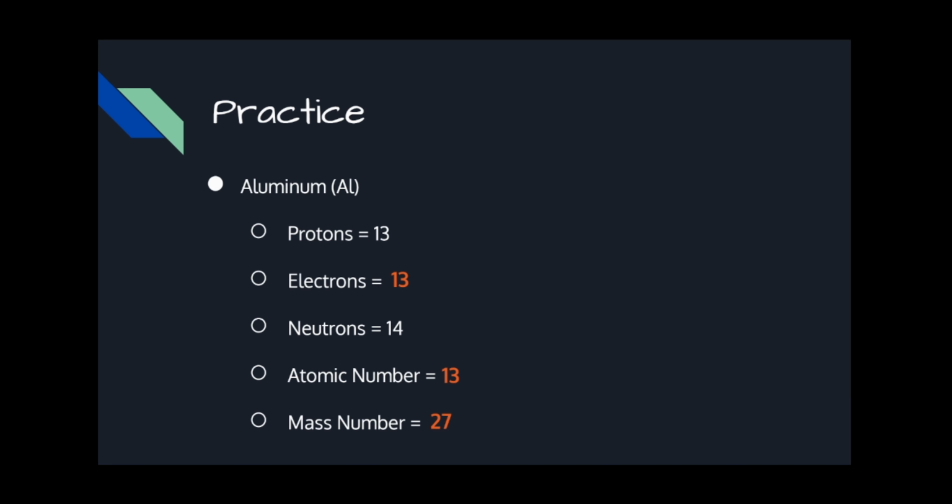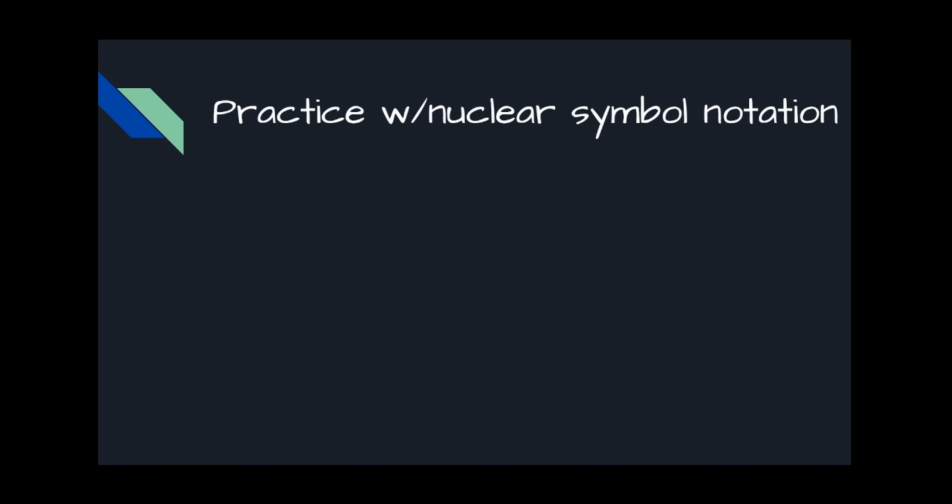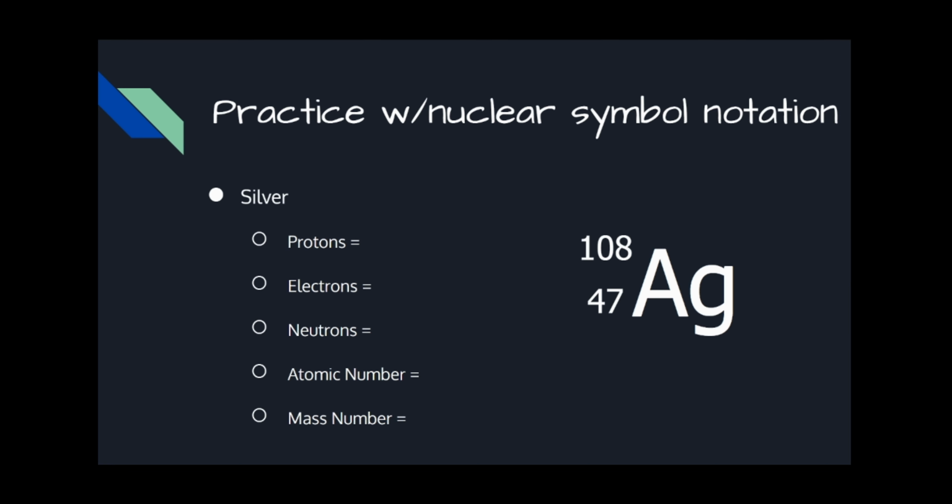Okay, let's do another one. Let's practice with nuclear symbol notation this time. So here we have an atom of silver. Ag is the symbol for silver. All right, and now we have to fill in all of the information. So let's start with what we know. Well, this number down here in the bottom left corner is the atomic number. And so I can fill that in. That's the number of protons. That's the atomic number, 47. Remember, sometimes this number isn't here, but don't worry, you can find it on the periodic table. It's the big number.